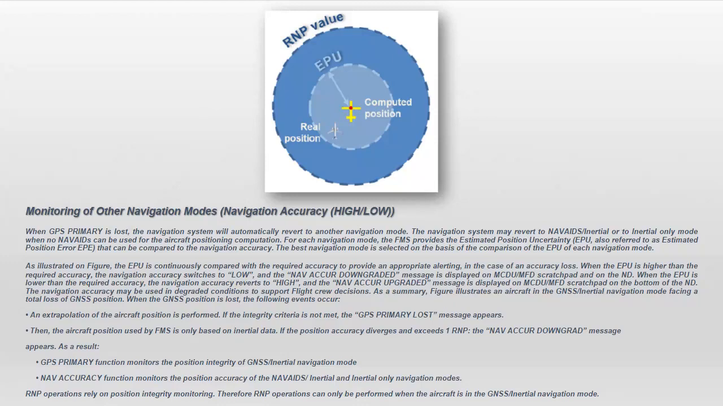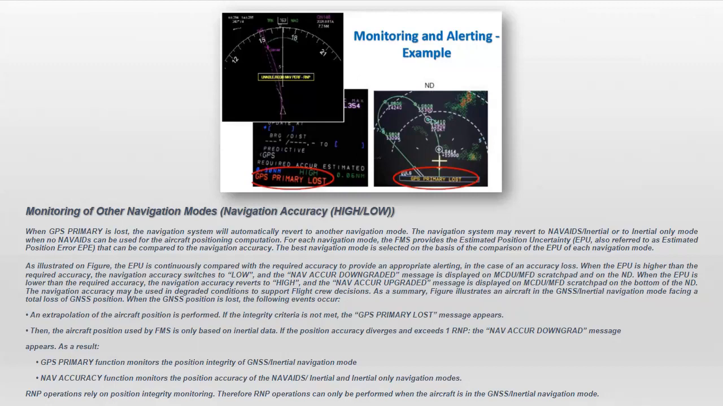When the APU is higher than the required accuracy, the navigation accuracy switches to low, and the Nav Accur downgraded message is displayed on MCDU, MFD scratchpad and on the ND. When the APU is lower than the required accuracy, the navigation accuracy reverts to high, and the Nav Accur upgraded message is displayed on MCDU, MFD scratchpad and on the bottom of the ND. The navigation accuracy may be used in degraded conditions to support flight crew decisions.